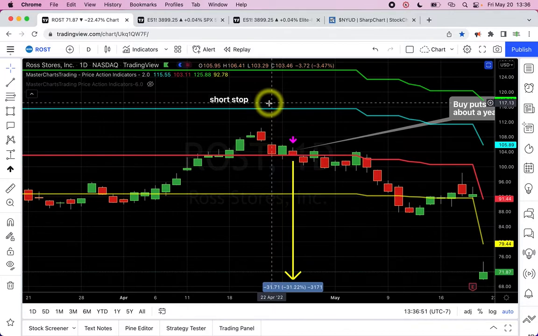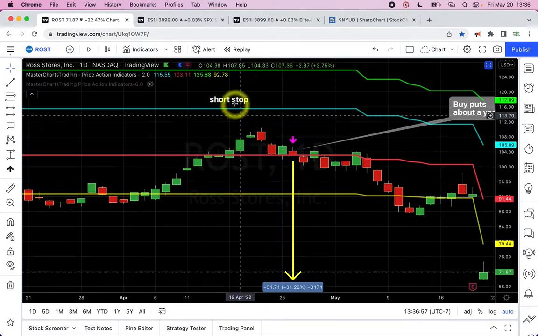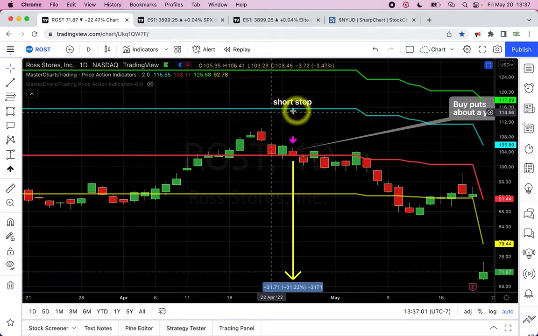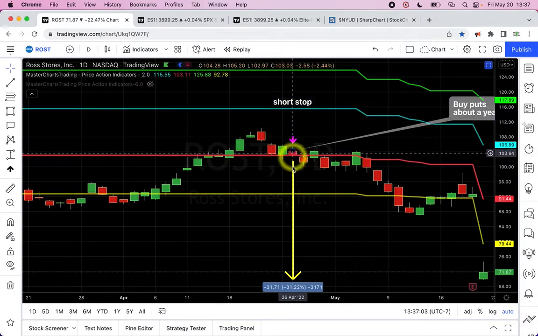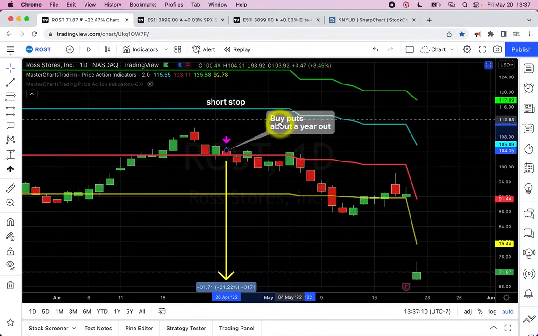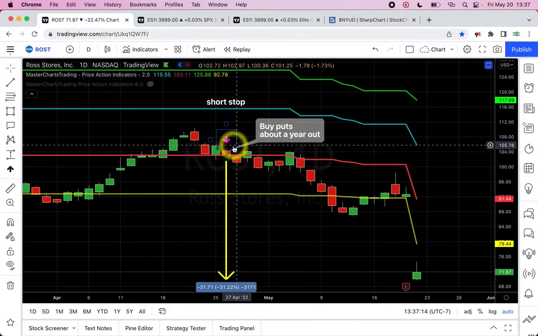in a downtrend. We may now be in an uptrend, and I would potentially have bought it here, but we didn't. So our stop is our trend change, and because it didn't occur, our stop wasn't hit. So we sold it. We would have been selling it short right there, 26th of April. And I usually say the best thing to do is to buy put options about 1 year out.